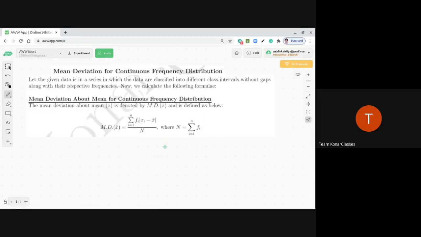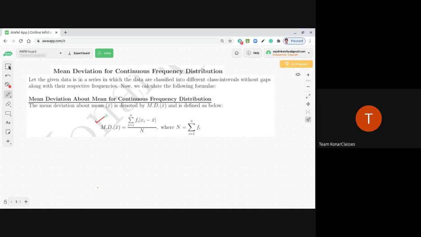So how we get it is that it is a mean deviation about mean. That is, as you see, MD(x bar) is equal to the summation of fi into the modulus of xi minus x bar, divided by capital N, where capital N is equal to the summation over fi's from i equal to 1 to n. So this is the formula for mean deviation about mean.